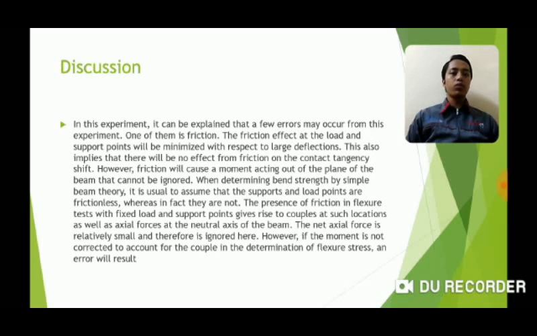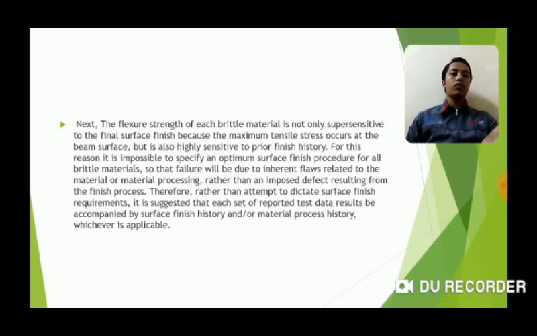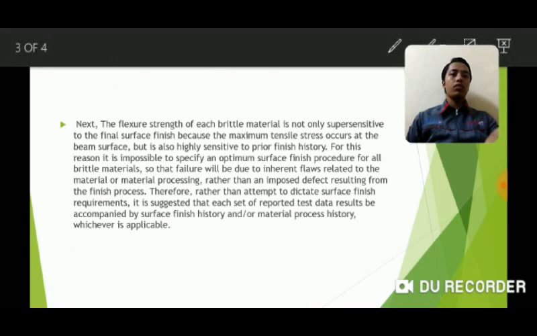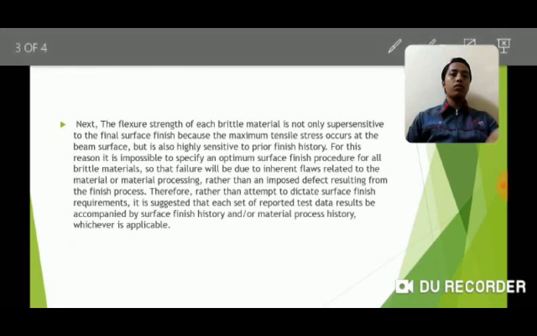When determining the bend strength by simple beam theory, it is usual to assume that the supports and the load points are frictionless, whereas in fact they are not. The presence of friction in flexure tests with fixed load and support points gives rise to couples at such locations as well as axial force at the neutral axis of the beam. The net axial force is relatively small and therefore is ignored here. However, if the moment is not corrected to account for the couple in the determination of flexure stress, an error will result.